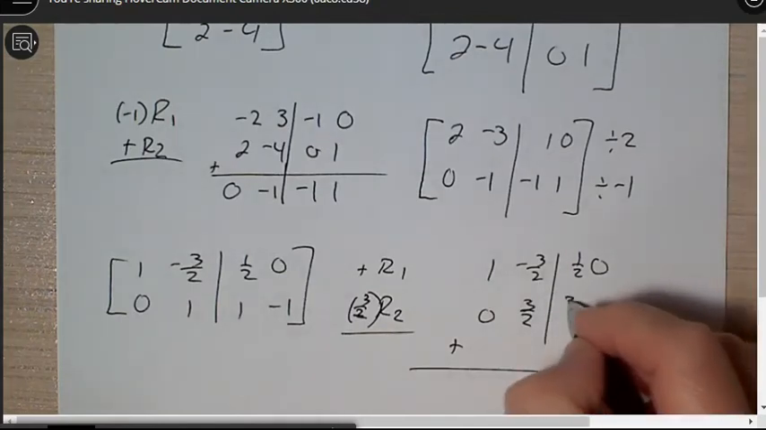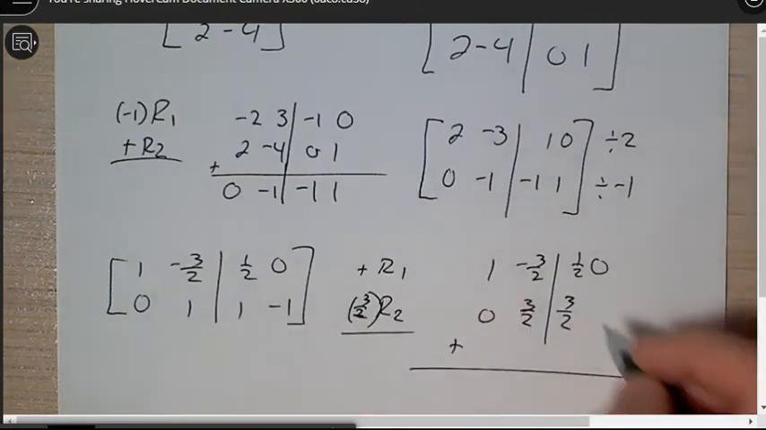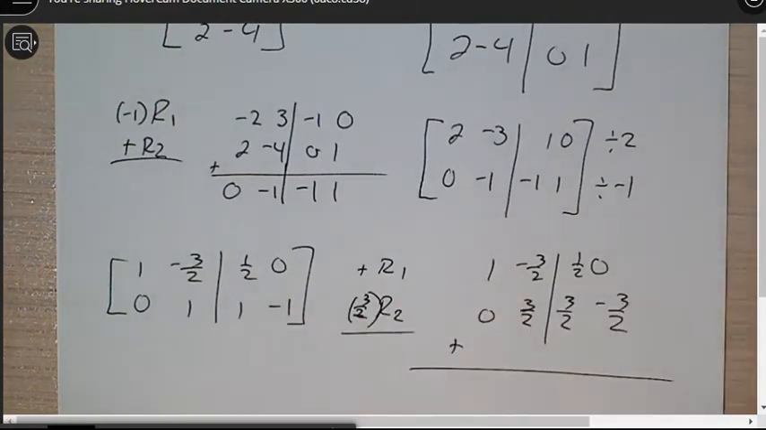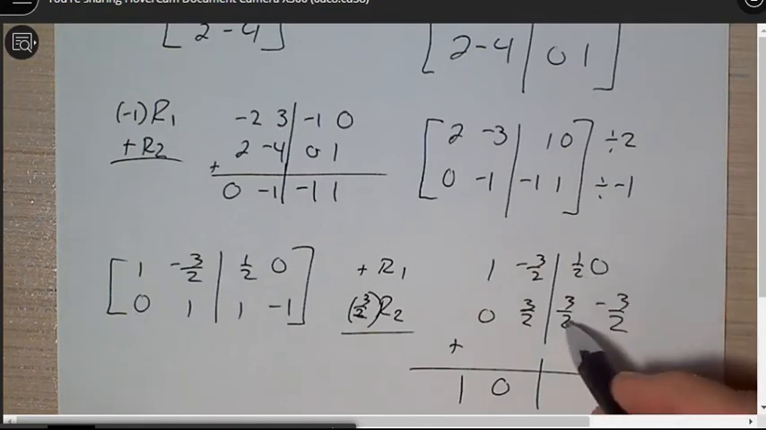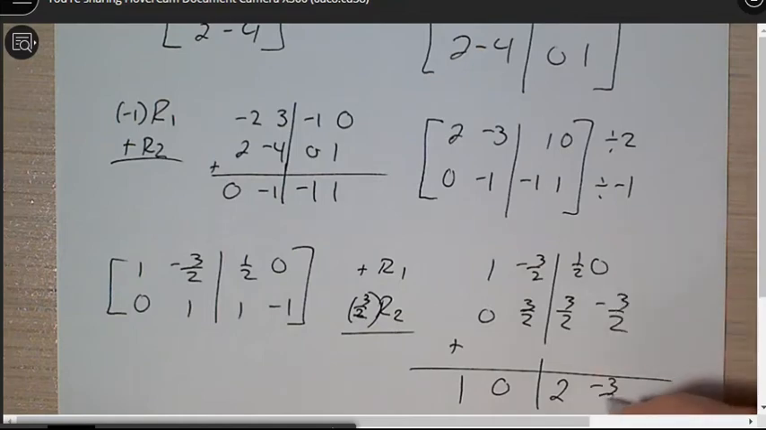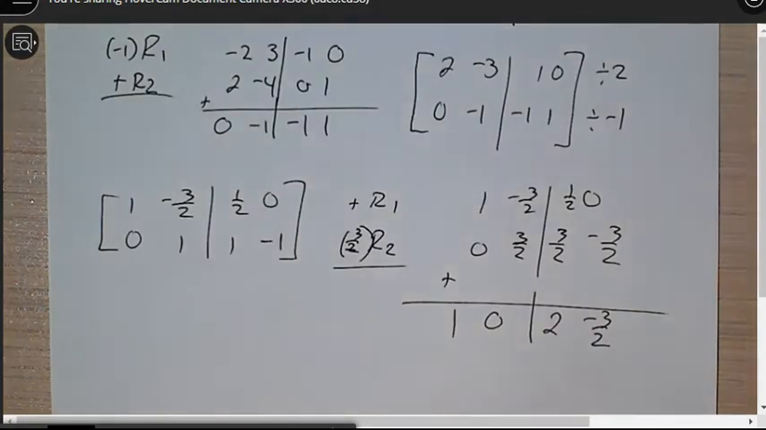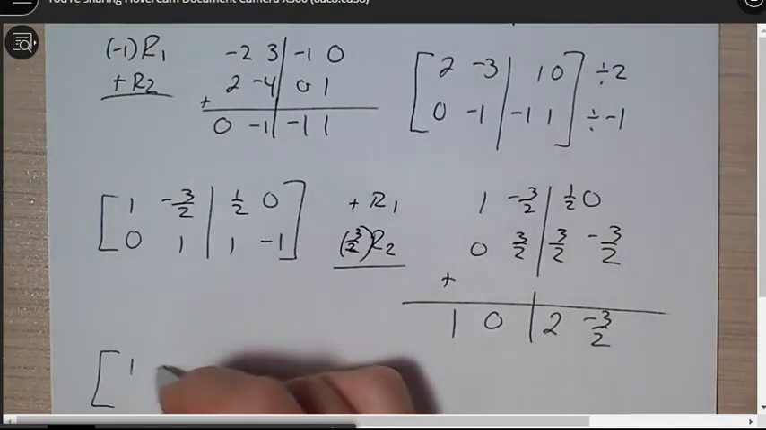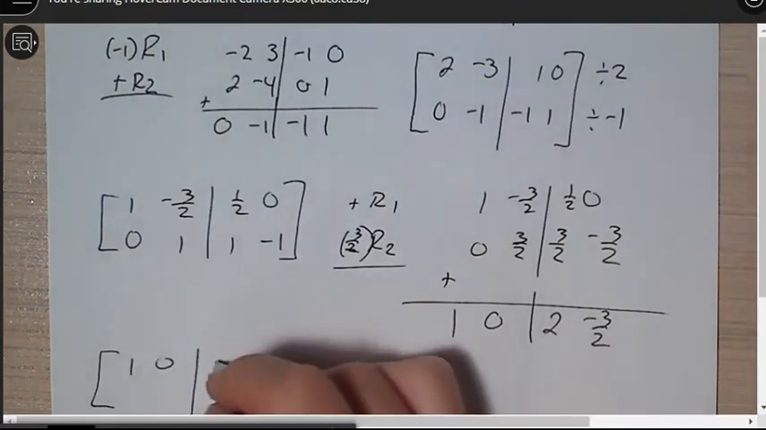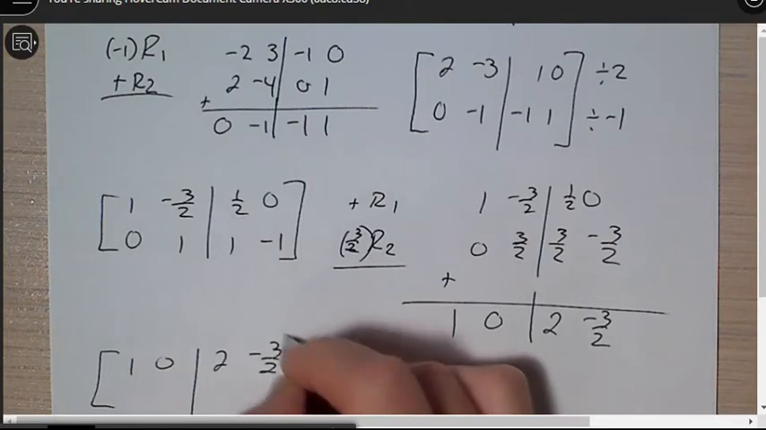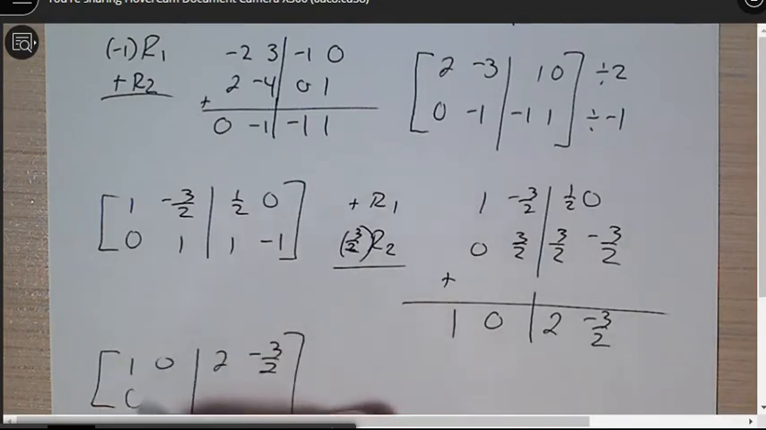All right, so that's going to be 3/2. That's going to be -3/2. So that's 1, 0. That's a half plus 3/2. That's 4/2. That's 2. And then that's -3/2. All right, and that will be the new row 1 that will go here. So that was 1, 0, 2, -3/2. And then the bottom row is good, just like it was.